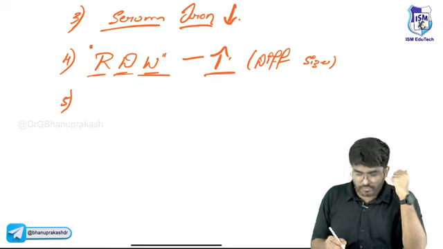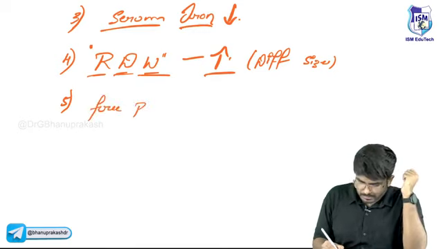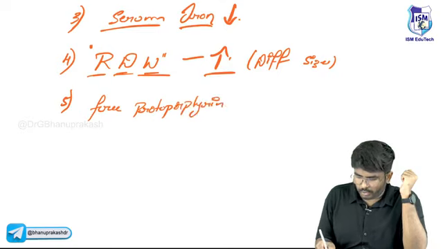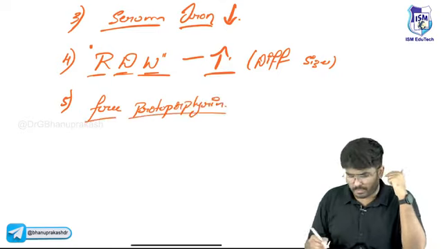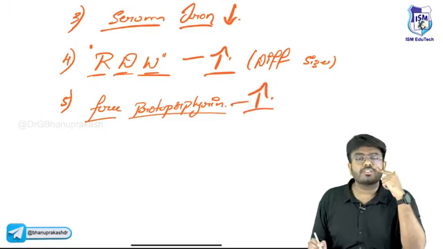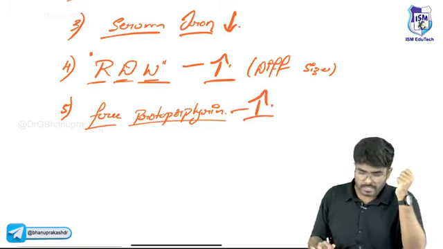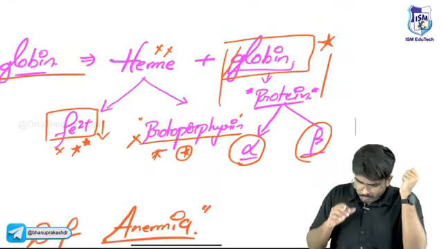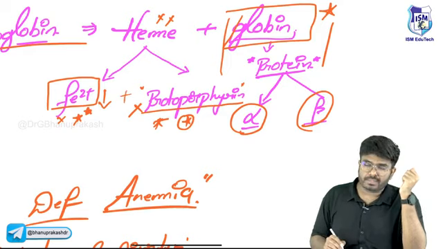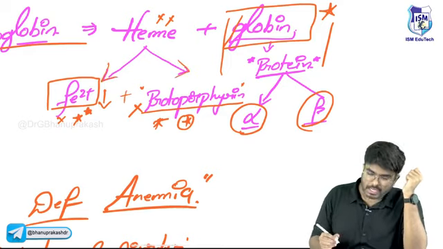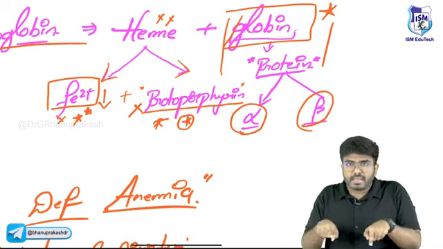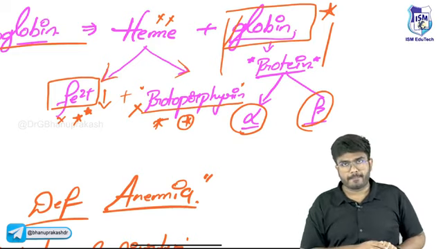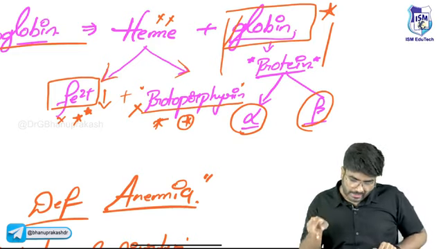Next, what about the free protoporphyrin? Now some students will ask, what is this free protoporphyrin? It will also be elevated. First of all, what is it and why is it getting elevated? See, I have explained who is going to bind with the protoporphyrin. Heme is nothing but the protoporphyrin ring in which the central iron is there. So heme is a combination of iron and protoporphyrin.